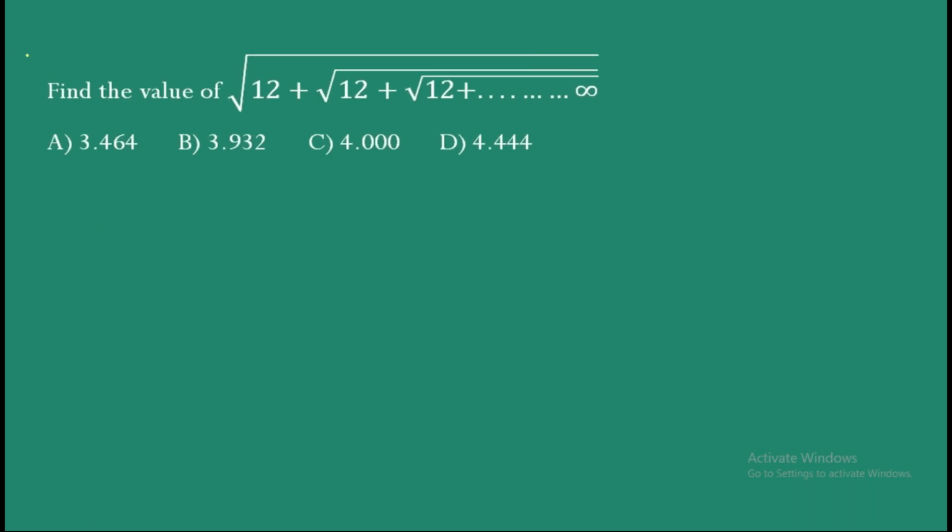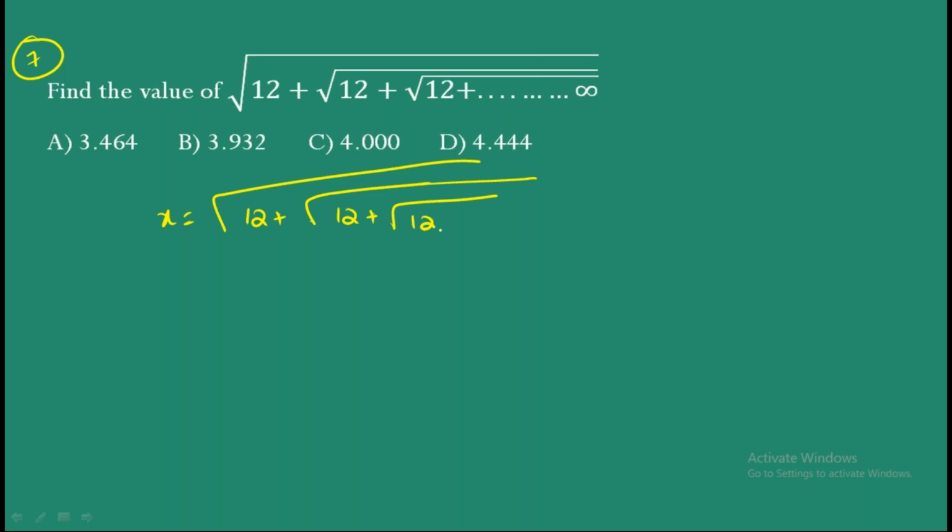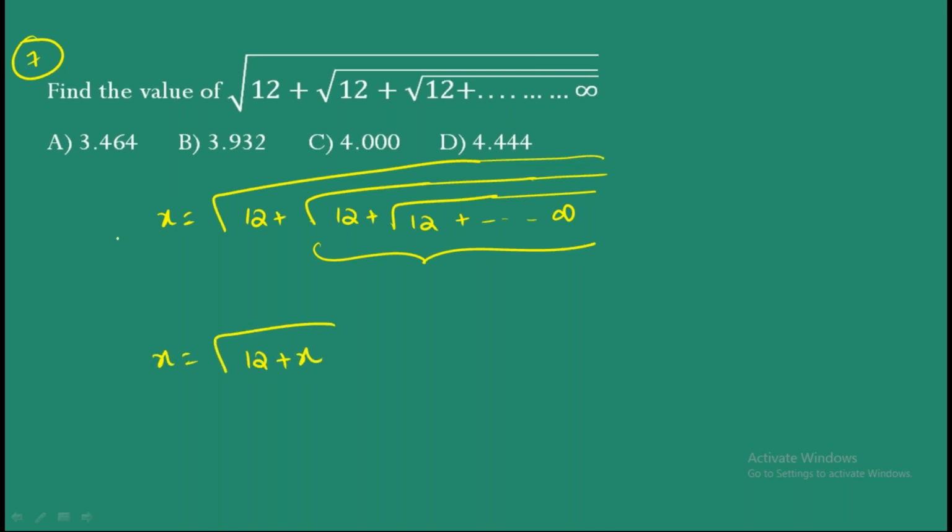Whereas here, root 12 plus root 12 plus root 12, up to infinite terms if they're given. My reference, if this is up to infinite terms, consider x is root 12 plus root 12 plus root 12 up to infinity. This all can be considered as x. Okay, so if you do squaring on both sides, x square equal to 12 plus x, and that can be sent to this side. So x square minus x minus 12 equal to 0.